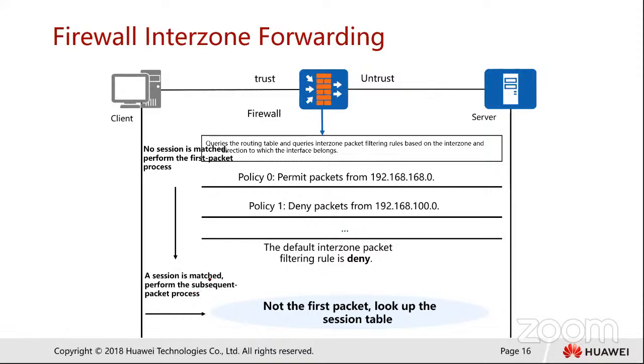So if no session is matched, perform the first packet processing, it will go through, and if a session is matched, then it's going to use our stateful inspection mechanism, and then it will perform the subsequent packet processing. So if it's the first packet, then look up the session table and see if we have allowed those ones, and then go ahead and process the packets.